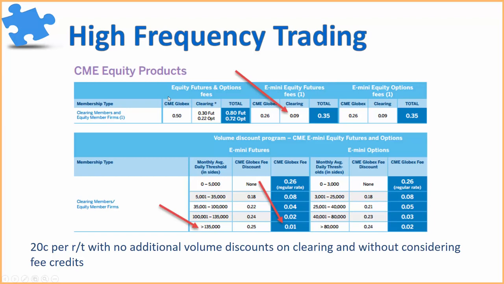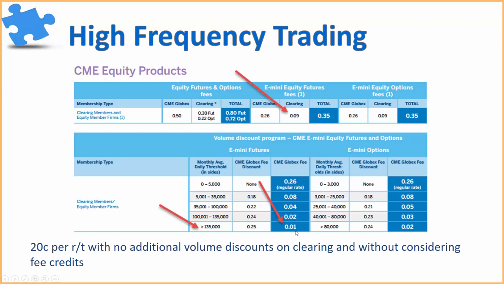Now, the top band of volume discount at the CME starts with an average of 135,000 contracts a day. Now, this is not for designated market makers. The designated market makers get this discounted rate at around 50,000 contracts a day, but we'll talk about those guys more later. Now, this level of volume, it's costing them 9 cents for clearing plus 1 cent to trade, or 20 cents per round turn.